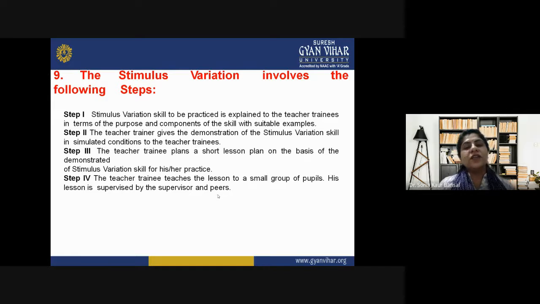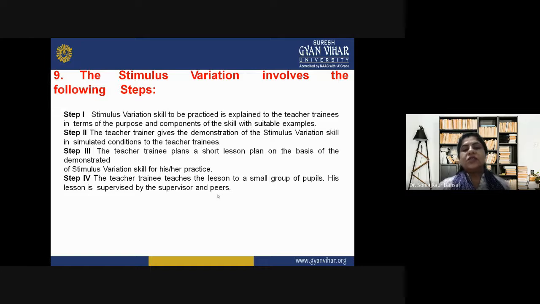So the stimulus variation involves the following steps in the classroom. Step 1: the stimulus variation skill to be practiced is explained to the teacher trainees in terms of the purpose and components of the skill with suitable examples. In step 2, the teacher trainer gives the demonstration of the stimulus variation skill in simulated condition to the teacher trainees. Then step 3 involves the teacher trainee planning a short lesson plan on the basis of the demonstration of the skill for his or her practice.